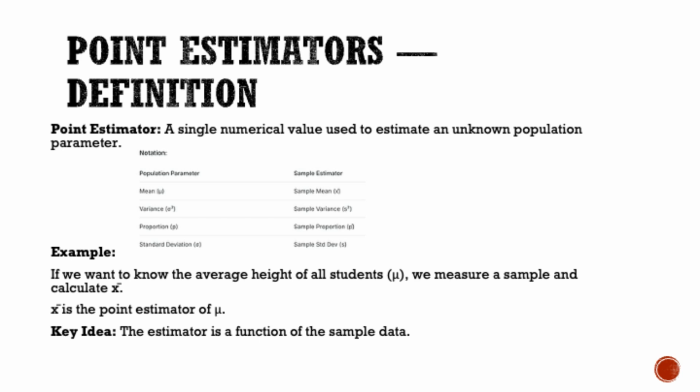The table shows common parameters and their corresponding estimators. We use the sample mean x bar to estimate the population mean mu. We use the sample variance s squared to estimate the population variance sigma squared. We use the sample proportion p hat to estimate the population proportion p. And we use the sample standard deviation s to estimate the population standard deviation sigma. The key idea is that the estimator is a function of the sample data. It's a statistic calculated from the sample that serves as our best guess for the unknown population parameter.